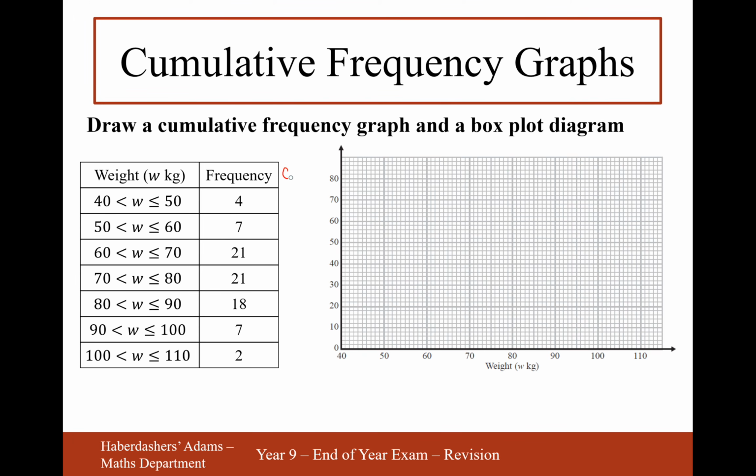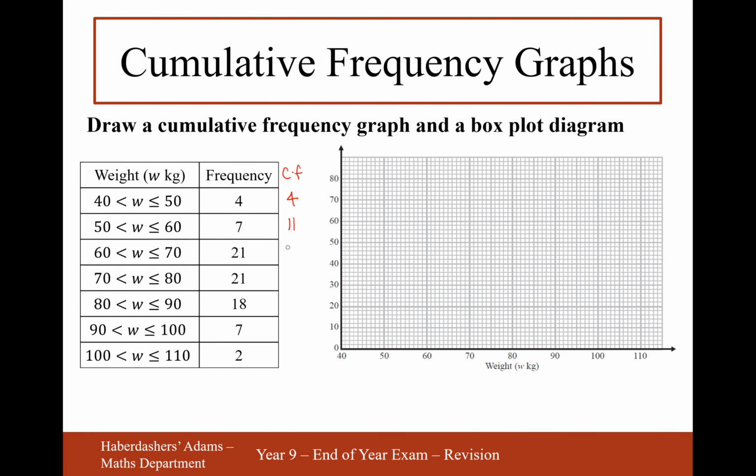So the first thing we need to do is add in that extra column for cumulative frequency. And what that means is add up the frequencies as you go along. So we'll start with 4. And what that 4 means is there are 4 somethings that weigh less than 50 kilograms. And then if I add on the next number, which is 7, I get to 11. And what that means is there are 11 somethings that are less than 60 in total.